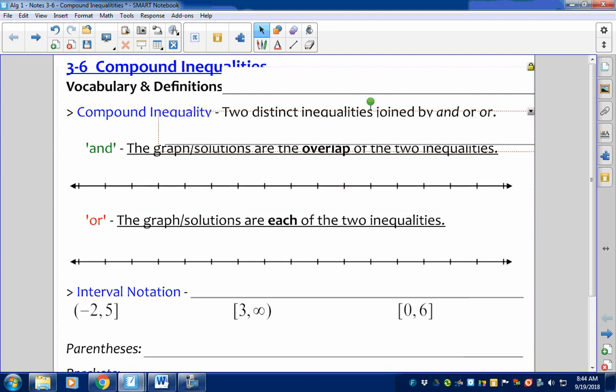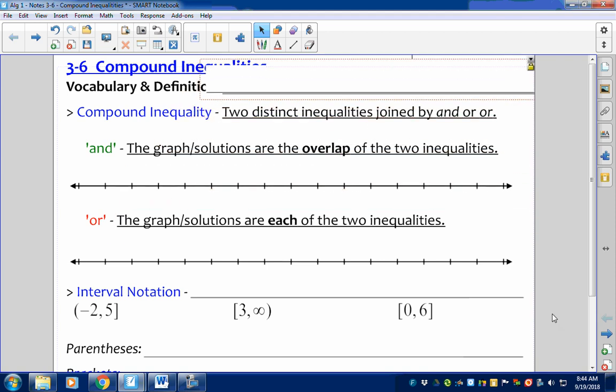And for the or, the graph or solutions are each of the 2 inequalities rather than the overlap. So it's both of them together.